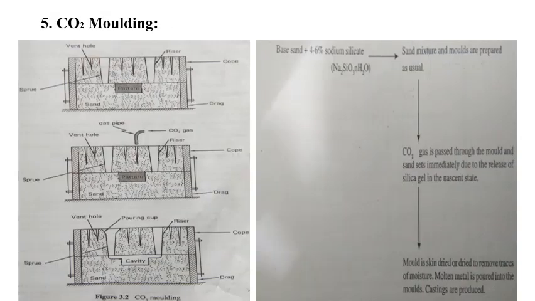Next, the fifth one is CO2 molding. You can see the same procedure as for a green sand or dry sand mold. But one thing to remember here: CO2 gas is passed after completion of the preparation of the mold box. You can see the drag box, cope box, vent hole, sprue, runner, riser, and with the help of board and net, next you can start it. The CO2, carbon dioxide gas, is passed after completing the preparation of the mold box. Why is the CO2 passed?